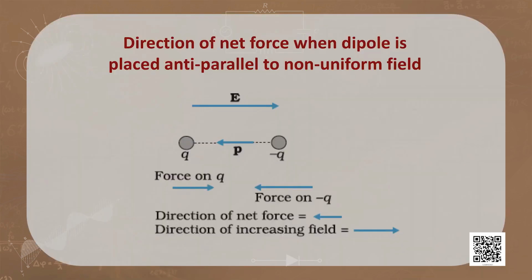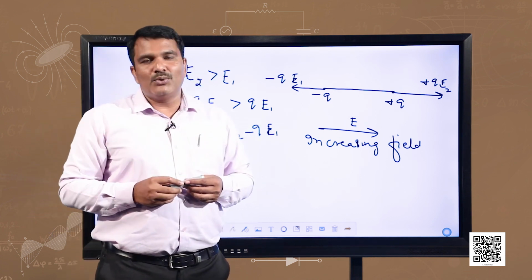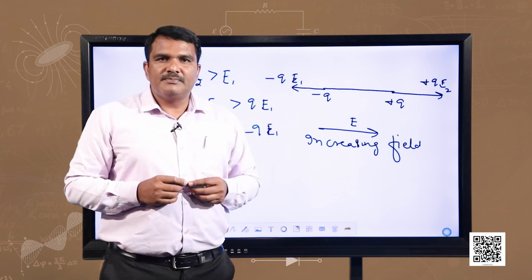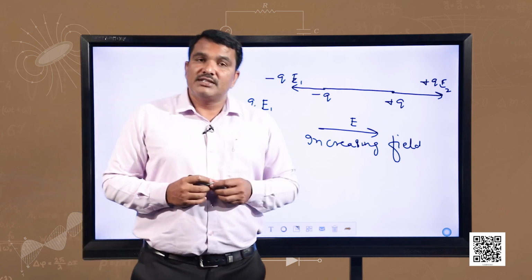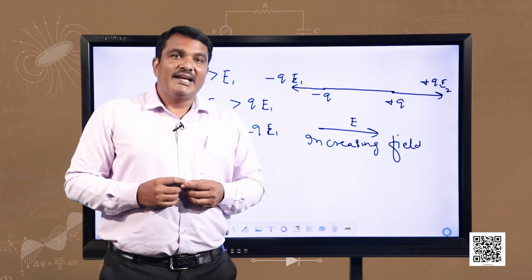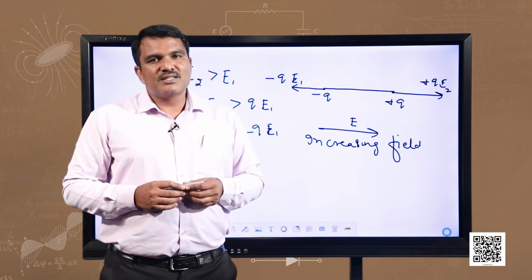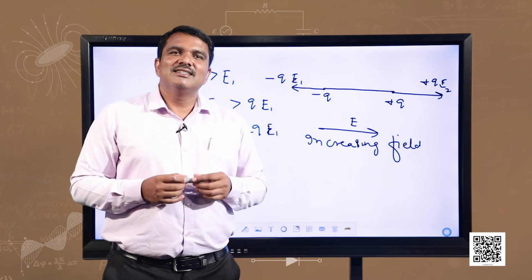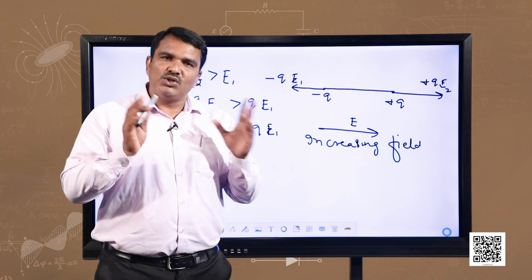Similarly, when P is anti-parallel to E, the net force on the dipole is in the direction of decreasing field. In either case, the net torque is 0, but there is a net force on the dipole if E is non-uniform. In general, the force depends on the orientation of the dipole moment vector P with respect to electric field E. Now, can you tell why does a comb run through dry hair attracts small pieces of paper? Let us discuss a simple problem based on behavior of electric dipole placed in uniform electric field.